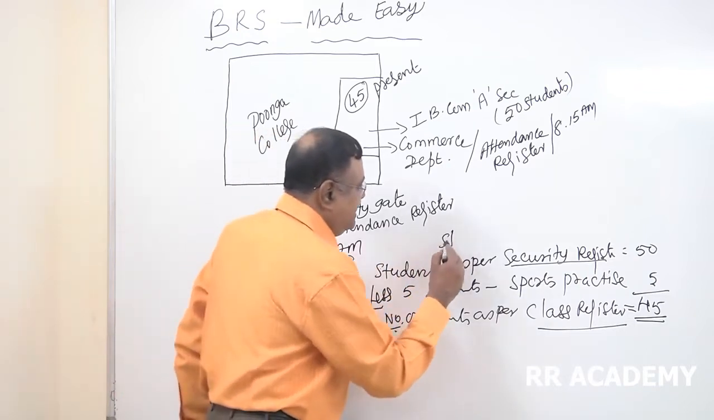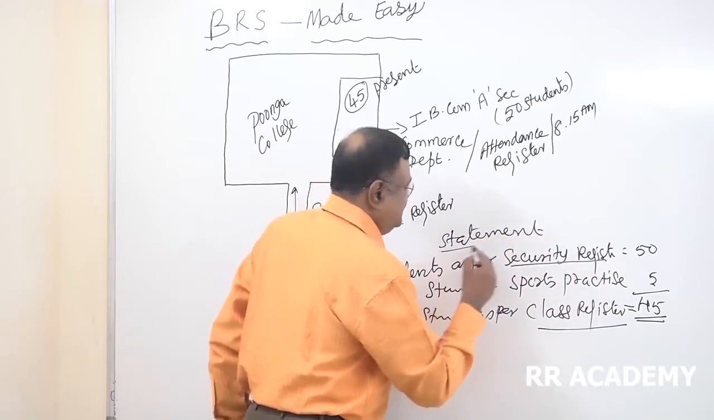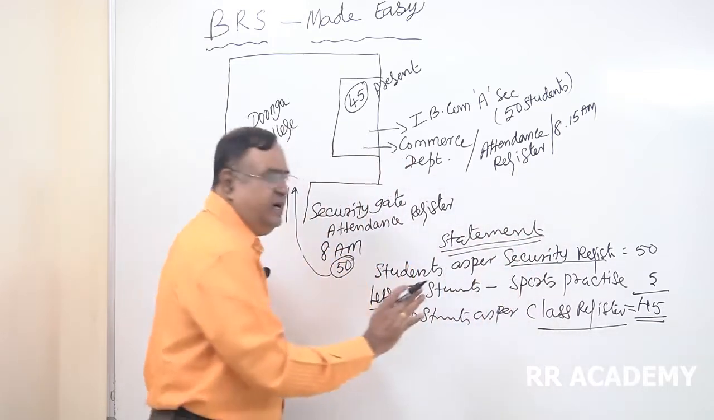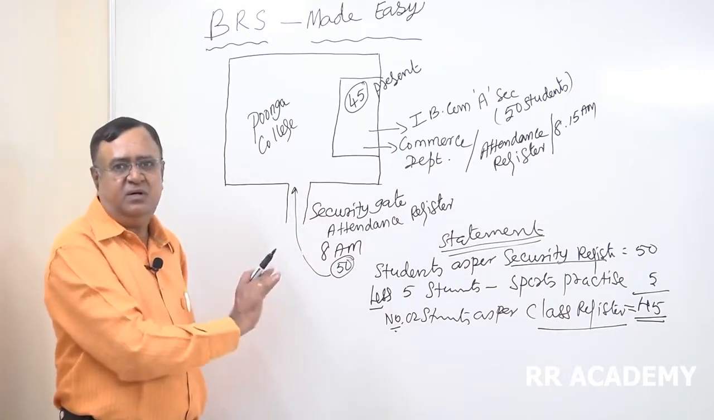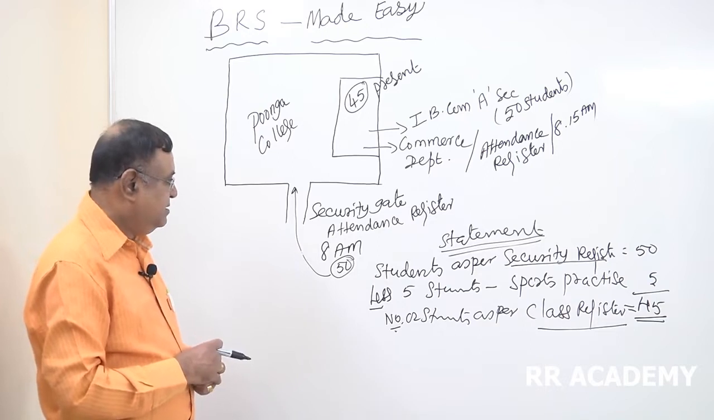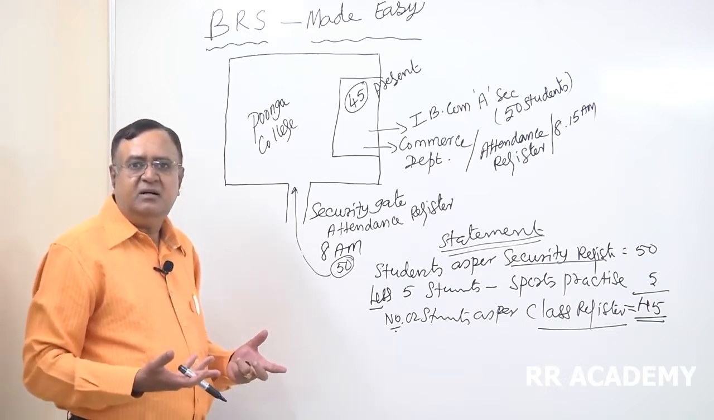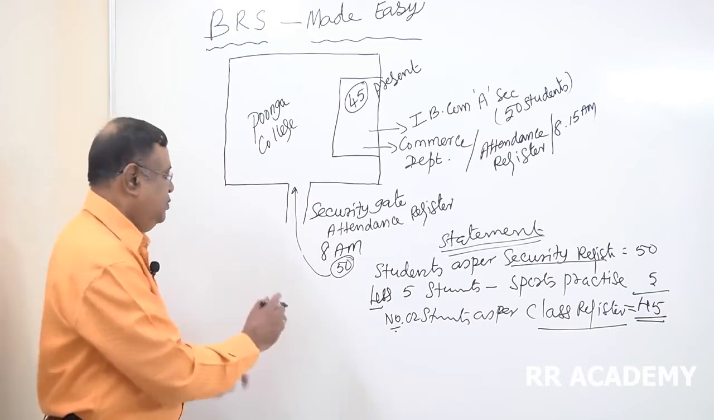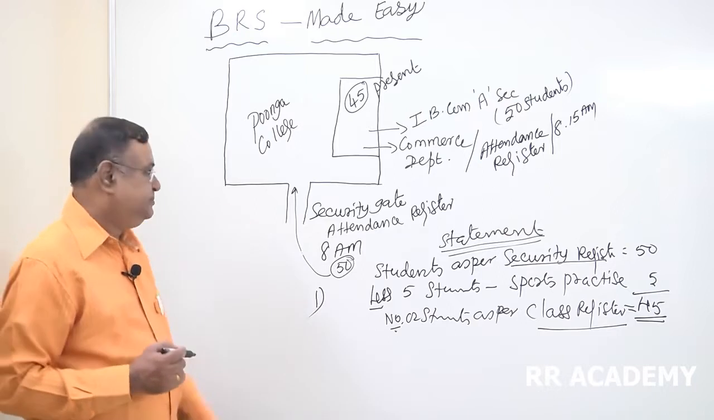We can call it a statement, because this is not an account. This is just a statement. There is no debit and credit form. If there is a debit and credit, it is an account. It is only a statement. Fine, it is correct. This is one type of event happening.